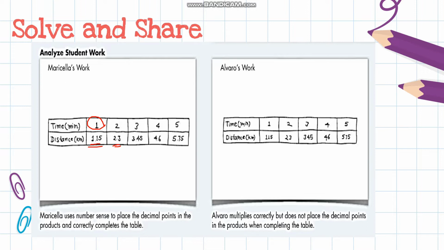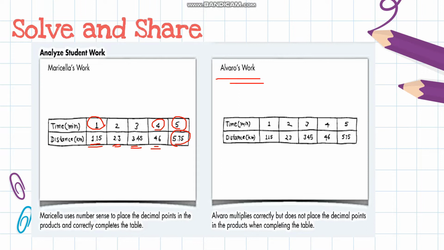Then in 3 minutes, it means 1.15 multiplied by 3, that is 3.45, or 1.15 plus 1.15 plus 1.15, because multiplication is repeated addition. And in 4 minutes, 4 multiplied by 1.15 is 4.6. And in 5 minutes, 5 multiplied by 1.15 is 5.75.